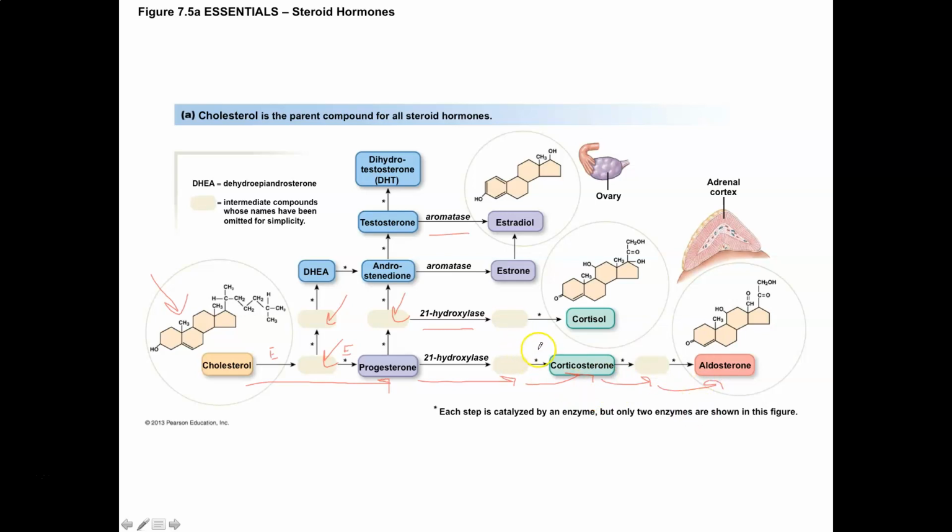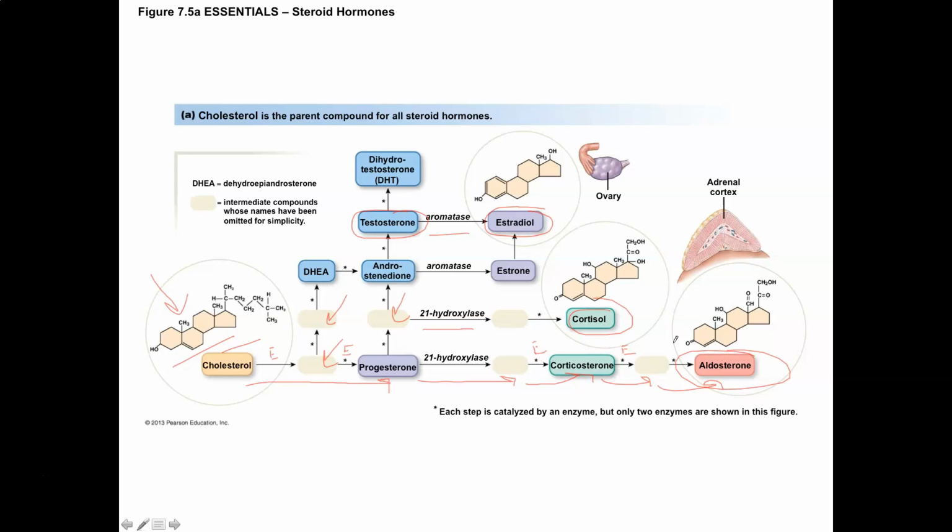But again, remember, each reaction has an enzyme that's going to catalyze it, but we're all starting with the precursor cholesterol. So when you're making testosterone, or you're making estradiol, or you're making cortisol, aldosterone, these are all steroid hormones, and we utilize enzymes to generate these steroid hormones from the precursor cholesterol.